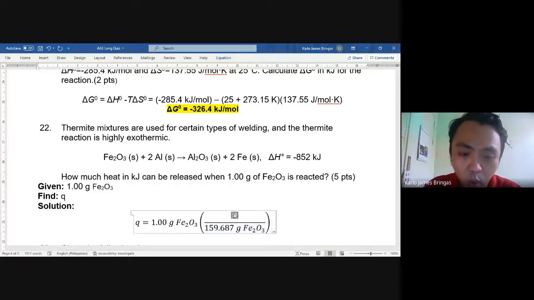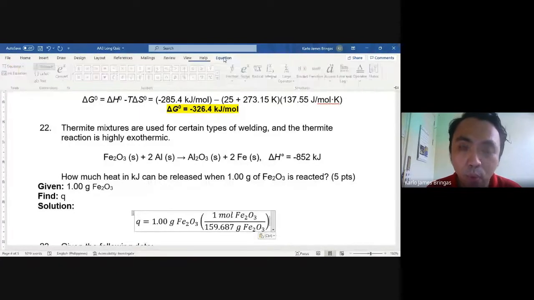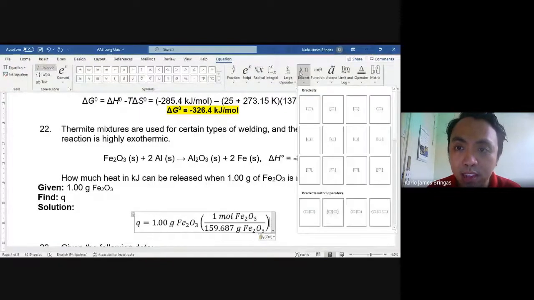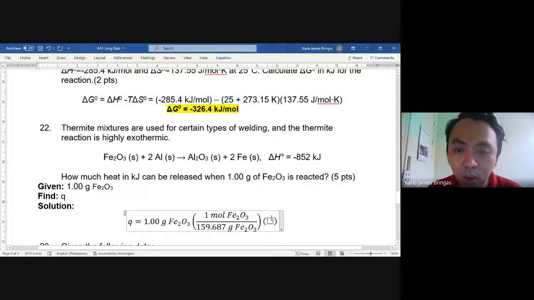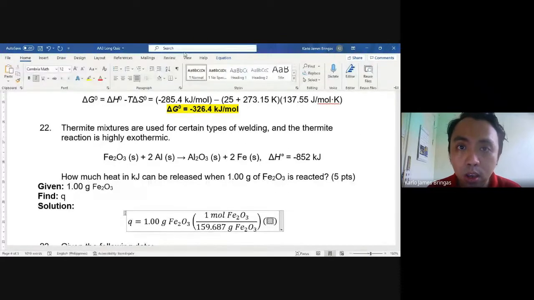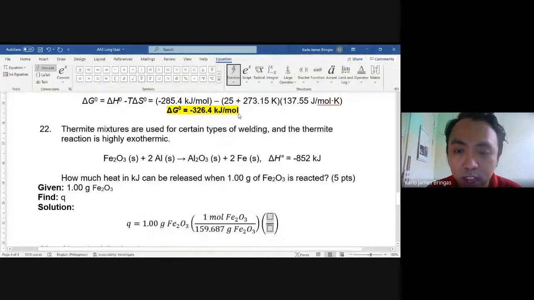For every 1 mole of the Fe2O3. And now that we have the number of moles of Fe2O3 that has reacted, we then make another conversion factor using our thermochemical equation. So I'm not yet finished with checking for our section.